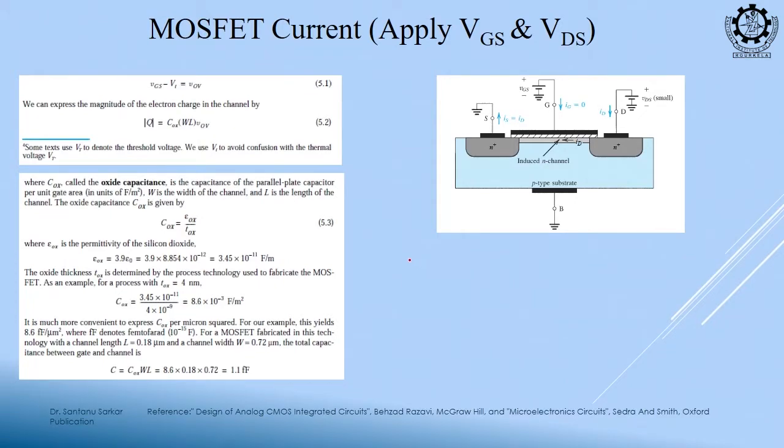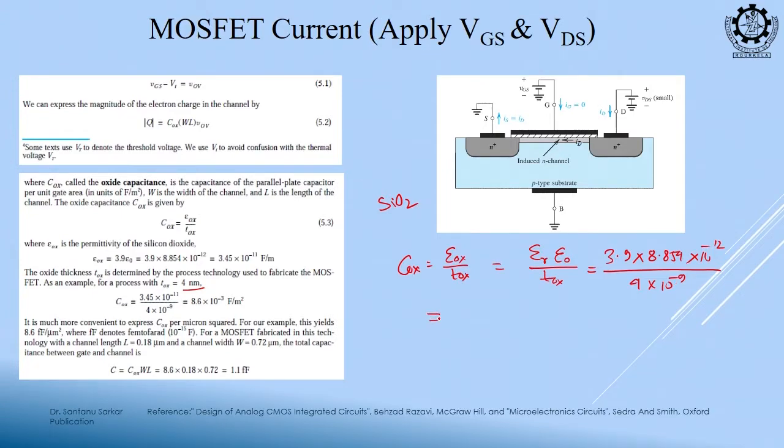Now, we know that our Cox is equal to epsilon oxide by TOX. And this epsilon of silicon dioxide is epsilon r into epsilon 0, relative permittivity into free space permittivity, divided by TOX. For silicon dioxide, SiO2, epsilon r is 3.9 and free space permittivity is 8.854 into 10 to the power minus 12, and this oxide thickness is roughly how much they are giving? 4 nanometer. So, 4 into 10 to the power minus 9.